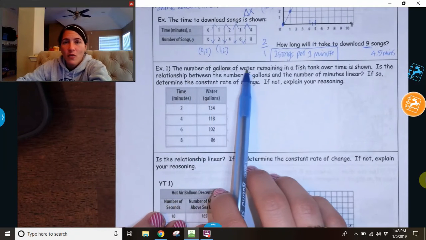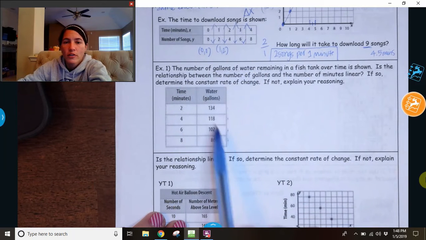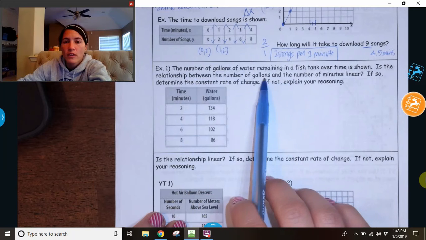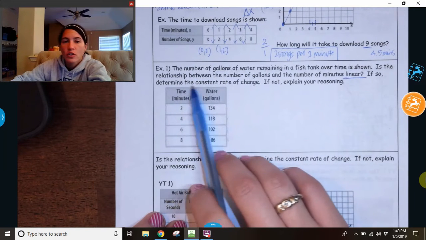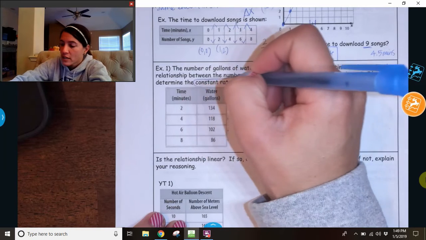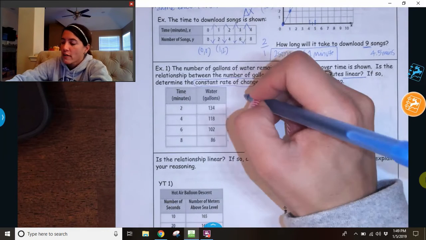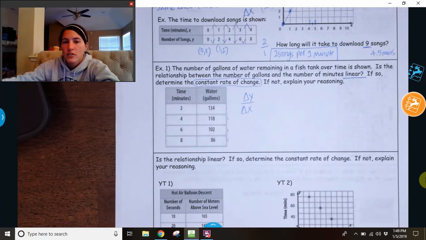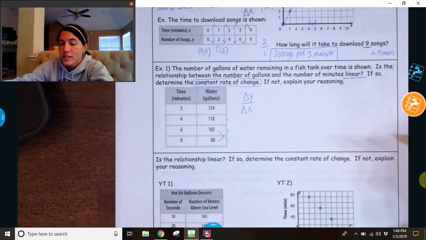The number of gallons of water remaining in a fish tank over time is shown. So the amount of water in a fish tank. Is the relationship between the number of gallons and the number of minutes linear? If so, determine the constant rate of change. That's how we can tell if it's linear. If it doesn't have a constant rate of change, it's not. So to find the rate of change, we need the change in y over the change in x, which means we need to subtract.